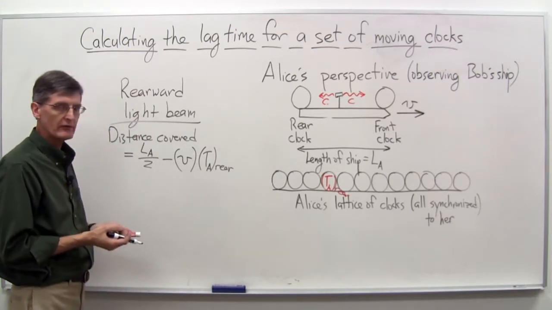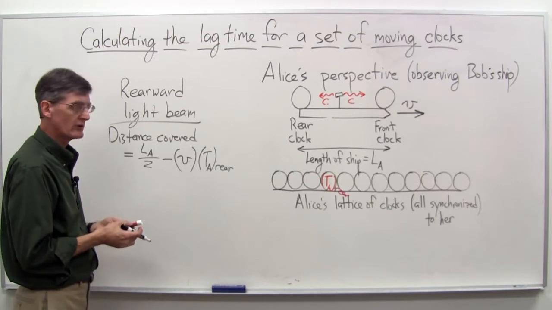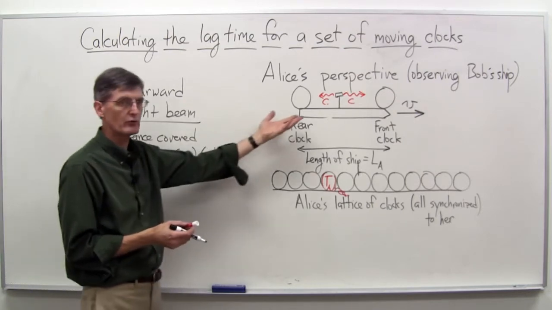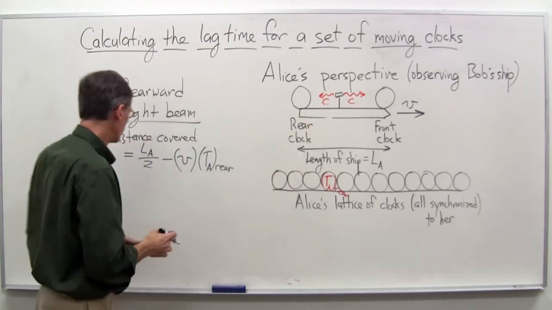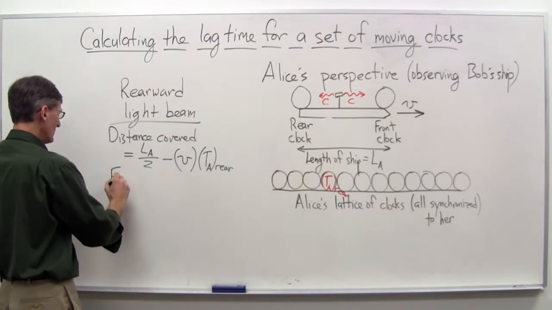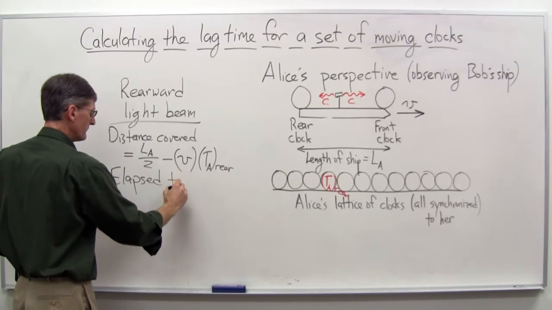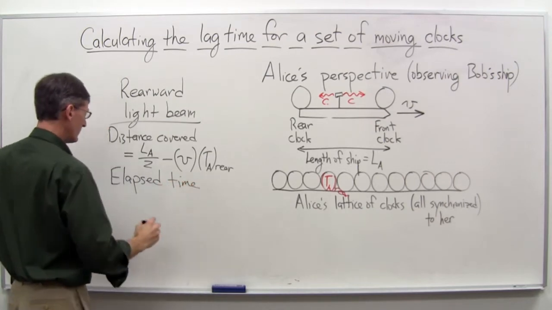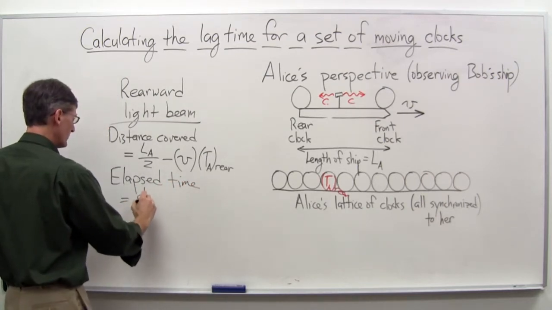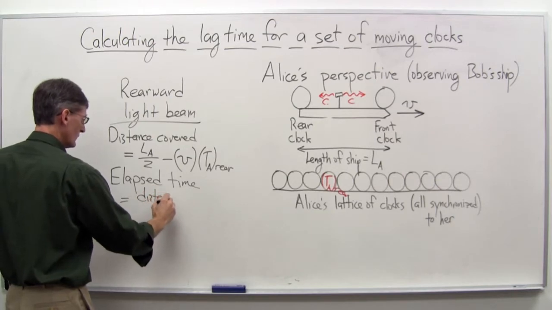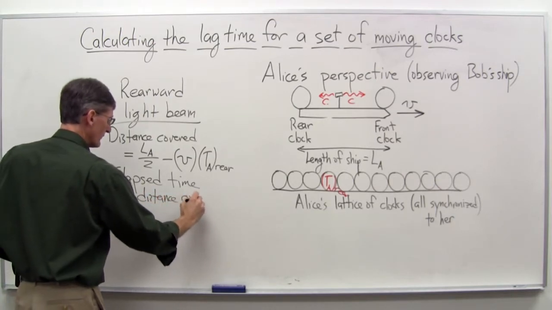And the next question is, how much time does it take to cover that distance? Well, it's a light beam. It's going at speed c. So the elapsed time for the rearward light beam is simply the distance covered, the distance it has to travel.